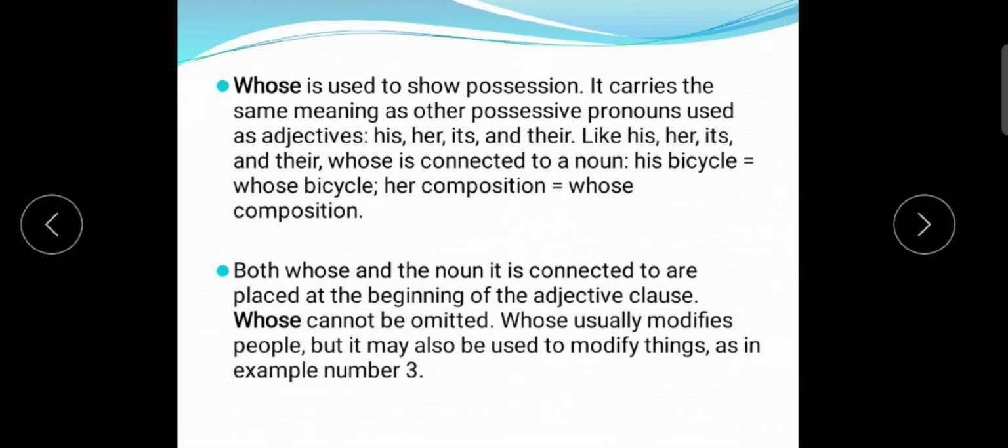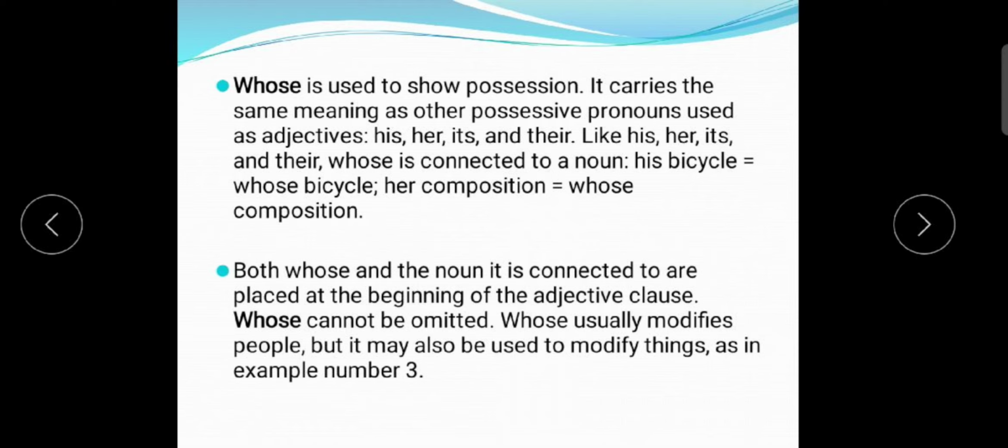Both whose and the noun it is connected to are placed at the beginning of the adjective clause. Whose cannot be omitted. Whose usually modifies people, but it may also be used to modify things, as in example number 3.